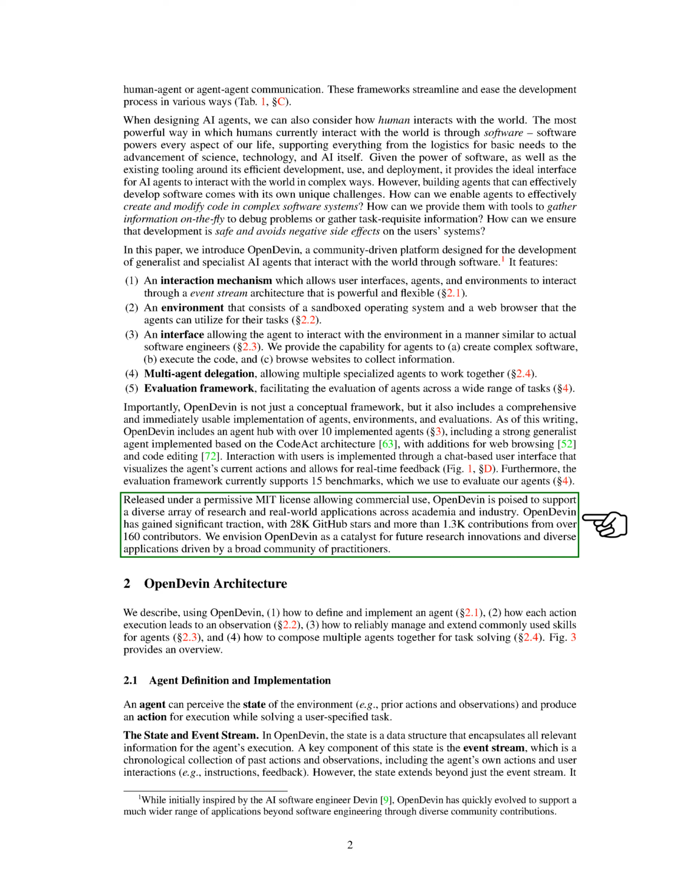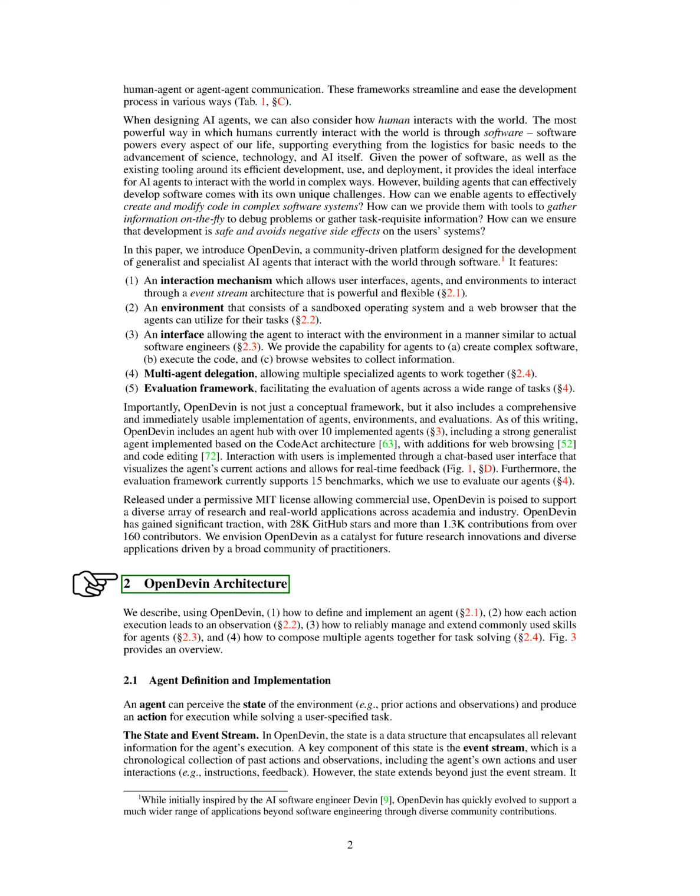OpenDevin is released under a permissive MIT license, which allows for commercial use, making it suitable for a wide range of research and practical applications in both academia and industry. The platform has gained considerable popularity, with 28,000 stars on GitHub and over 1,300 contributions from more than 160 contributors. We see OpenDevin as a catalyst for future research innovations and diverse applications driven by a broad community of practitioners.